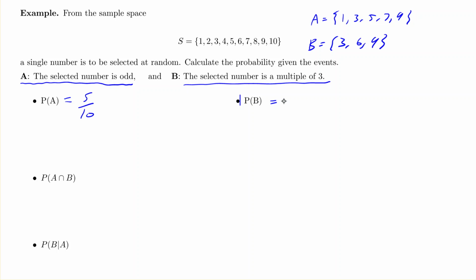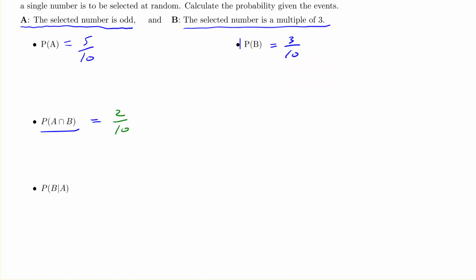What's the probability of B? Well, there are 3 numbers out of a total of 10 numbers. So these are just the basic probabilities we saw in an earlier video. Now let's find the probability of A and B. What's the probability of A and B? What do they have in common? Well, 3 and 9. So A and B has two numbers together, so there's 2 out of 10.